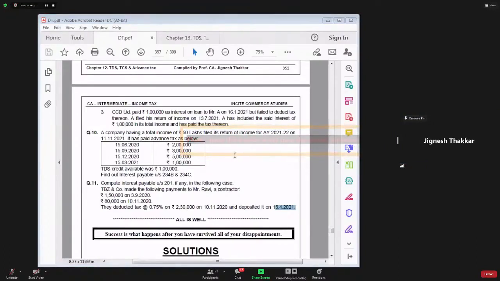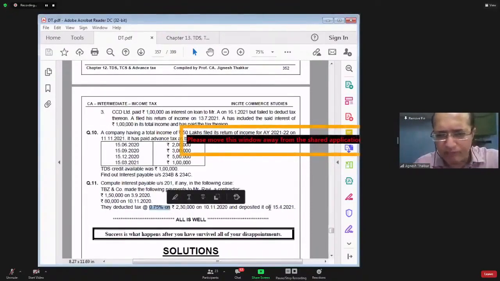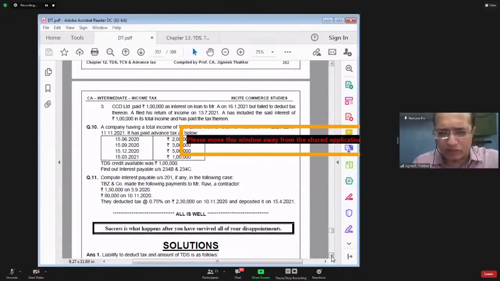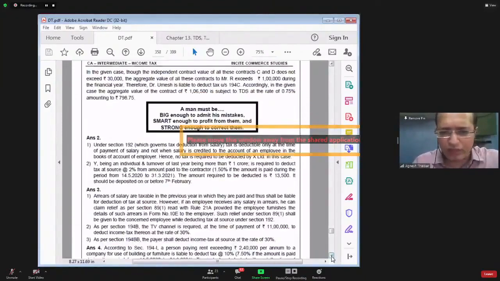So we'll calculate interest at what rate? 9% is right. On what amount? TDS will be 2,30,000 into 0.75%. 2,30,000 into 0.75% is how much? 1,725. 1,725 into 9% will be how much?